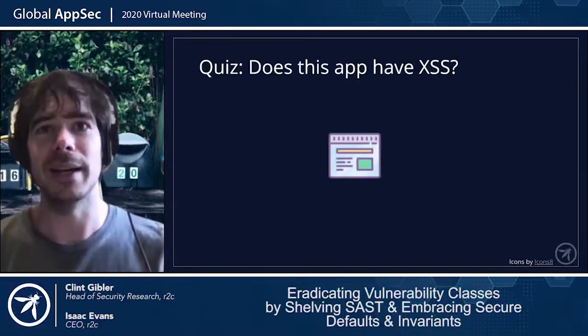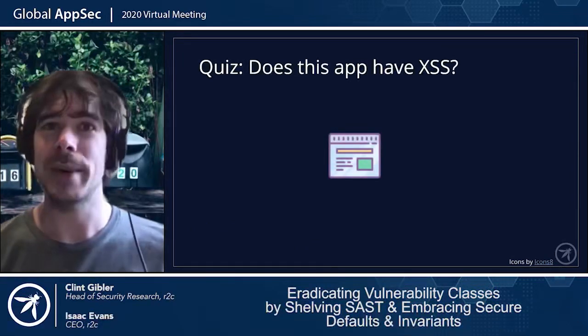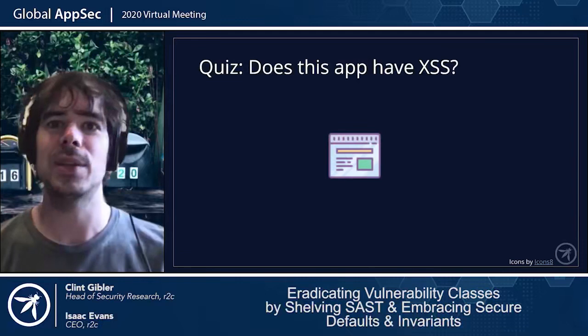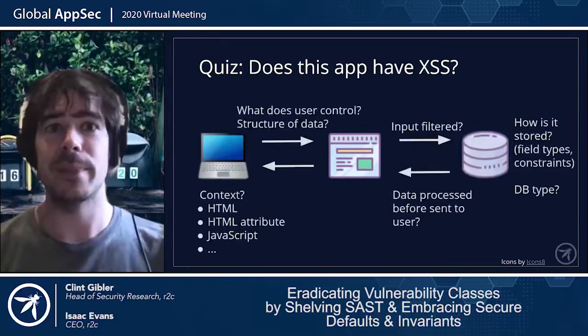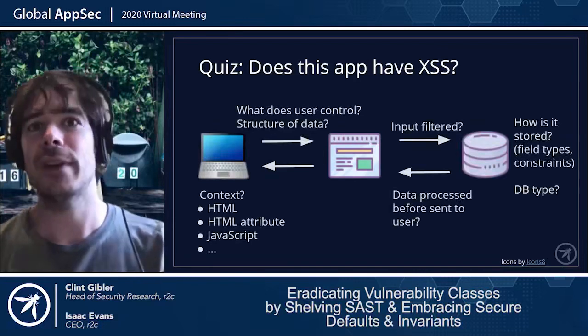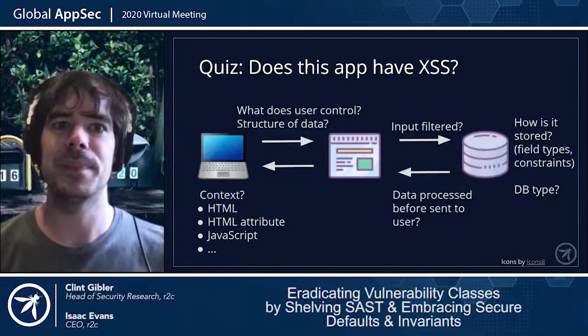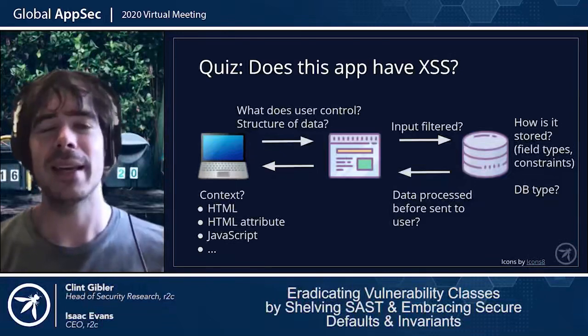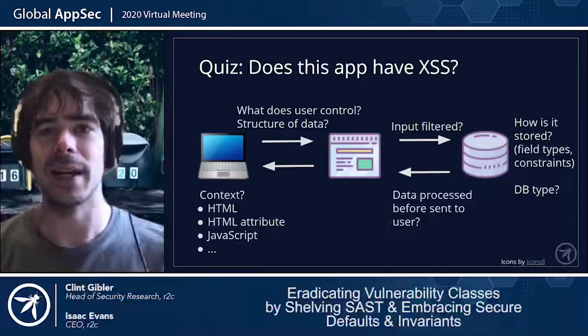Okay, so I'm going to give you a couple of motivating examples. Let's say I gave you a random web application that you've never seen before and asked you, does this have cross-site scripting in it? Knowing nothing about it, you probably would have a number of questions like, okay, well, what can the user provide? What's the structure of that data? Is it just numbers? Is it strings? Is it arbitrary JSON data?